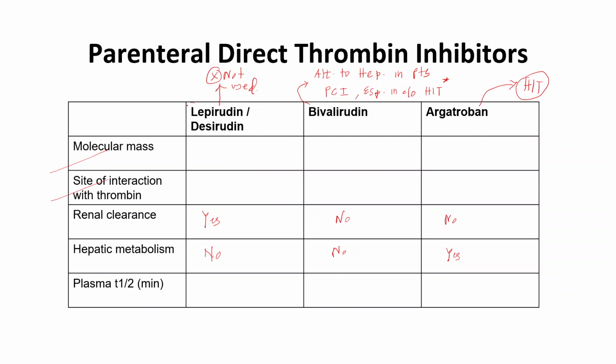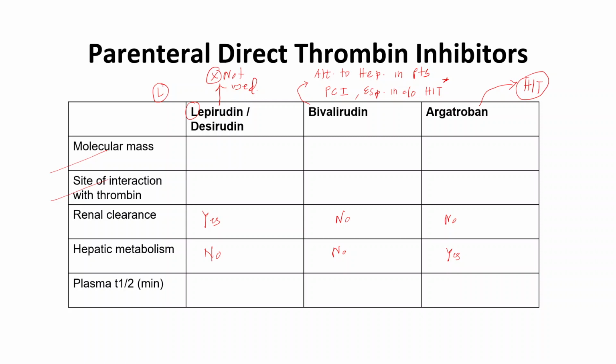Okay, so this is how I remember. How I remembered is L for L. So L for liver. So lepirudin is safe in liver. Okay, if you remember this much, that is enough. That means lepirudin and desirudin, they do not have hepatic metabolism. They have renal metabolism or renal excretion. Exactly opposite for argatroban. Argatroban is cleared through liver and doesn't depend on the kidney function. And bivalirudin, which is in the middle, it doesn't depend on liver or kidney to be cleared.